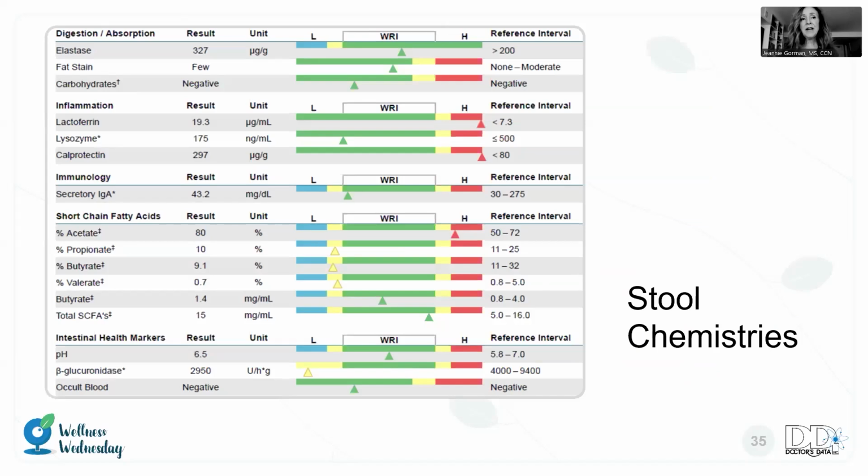And then the last section of findings is our stool chemistries. We start with digestion absorption markers. You can see the 3 markers there. And I'll go over these in detail with the case study. Inflammation markers, you can see lactoferrin, lysozyme, calprotectin, secretory IgA, and then the short-chain fatty acid panel that correlates directly with the beneficial microbiome and soluble fiber intake. And then our intestinal health markers of pH, beta-glucuronidase, and occult blood. So that's an overview.